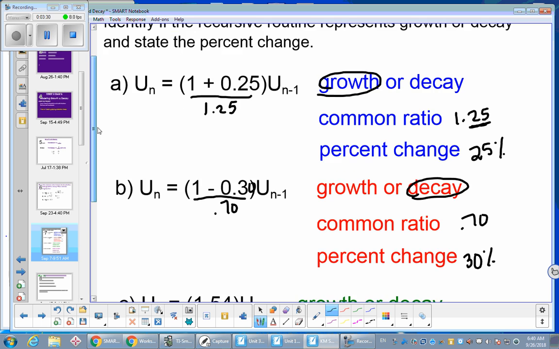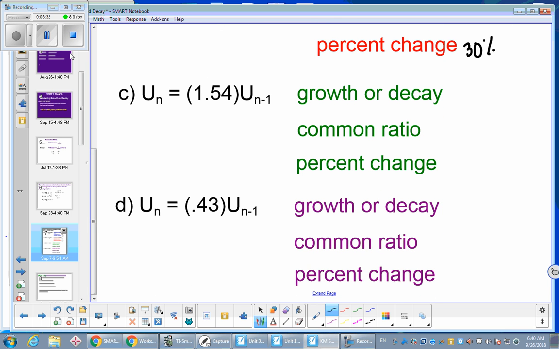All right, so pause the video, go ahead and write these 2 down on your own. All right, so this one is growth because it's 1.54 and it grew by 54%. This one is decay because it's less than 1. Our ratio is 0.43 and the percent change is if I kept 43%, I lost 67%. That's a lie. I lost 57%. My bad. 57%.